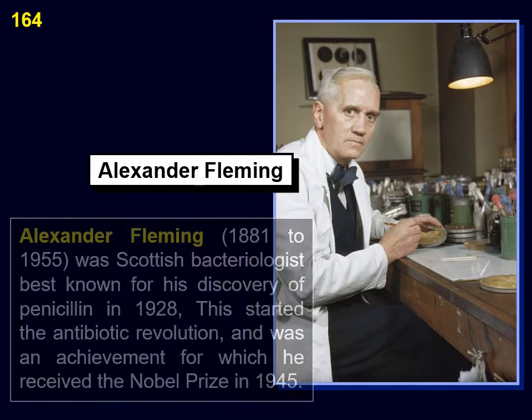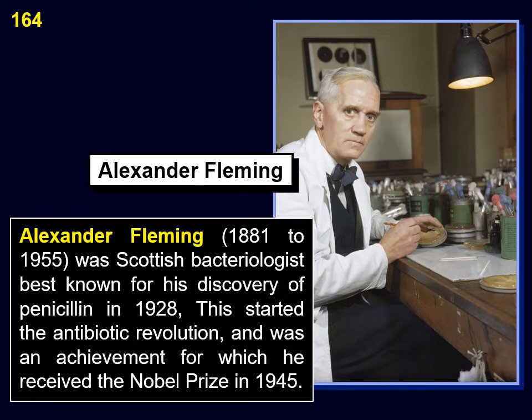Alexander Fleming, 1881 to 1955, was a Scottish bacteriologist best known for his discovery of penicillin in 1928. This started the antibiotic revolution, and was an achievement for which he received the Nobel Prize in 1945.